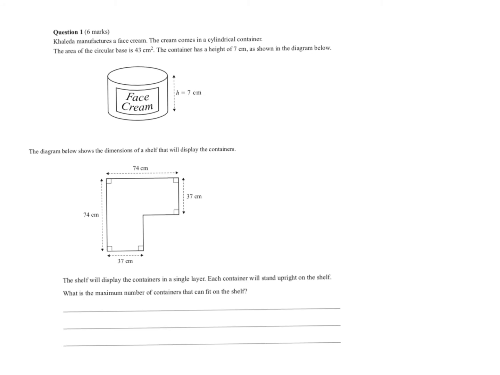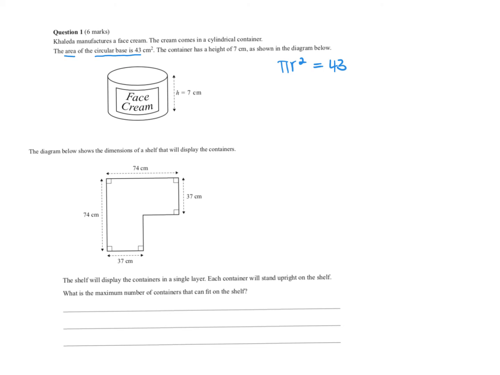Okay, so Kalita manufactures face cream. The cream comes in a cylindrical container. The area of the circular base is 43 centimeters. So they said the circular base, the area. So the area of a circle is pi r squared, and they said that equals 43. And the container has a height of 7 centimeters as shown.